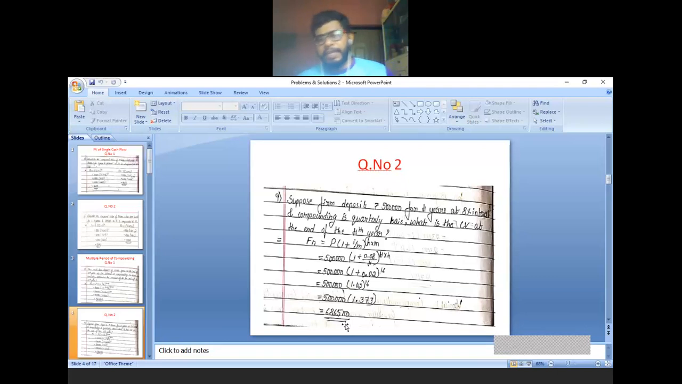6,86,500. Meaning is, if you are investing 5 lakh today and waiting for 4 years at 8% interest rate, means after 4 years your value will be 6,86,500. Interest is calculated once in a quarter. Next.